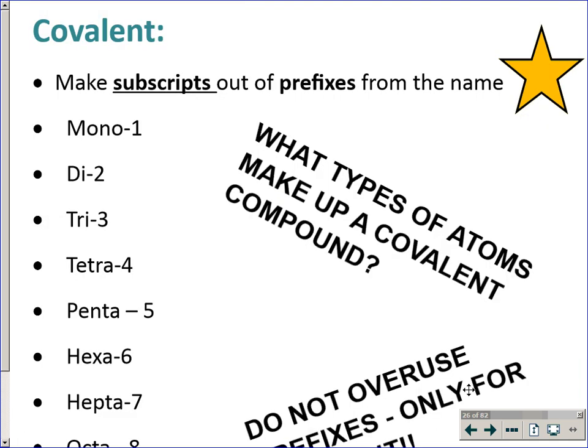Okay, so find the covalent section on your sheet and look and see what more you get right now.